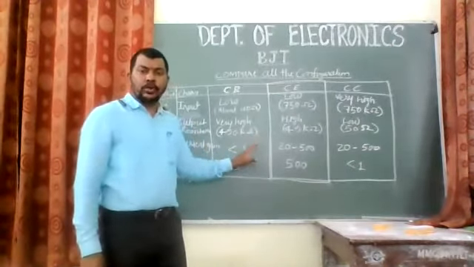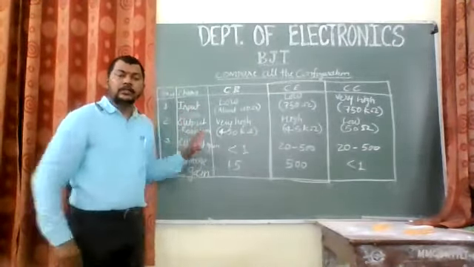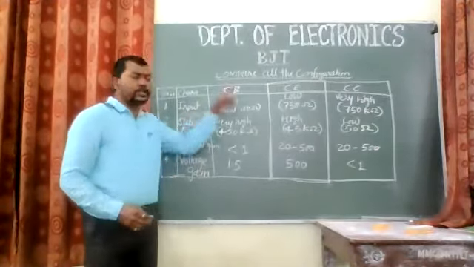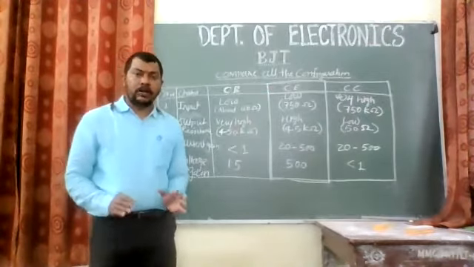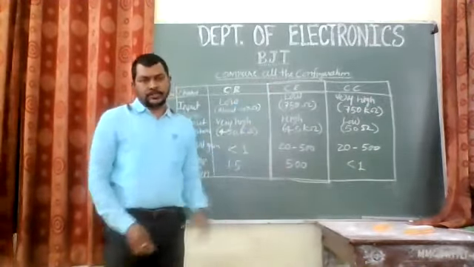I guess this much is okay for today. So these are the characteristics. These are the comparison points between the common base, common emitter, and common collector configuration. And we are able to revise that CE configuration is the best.